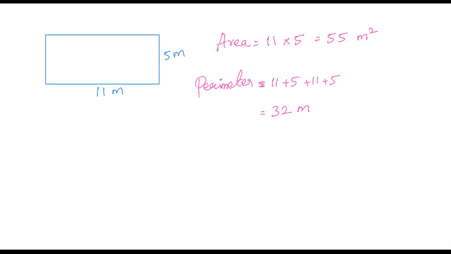I hope it's 32, right? Yeah, 32 meters. So this is how we need to find the area and perimeter.